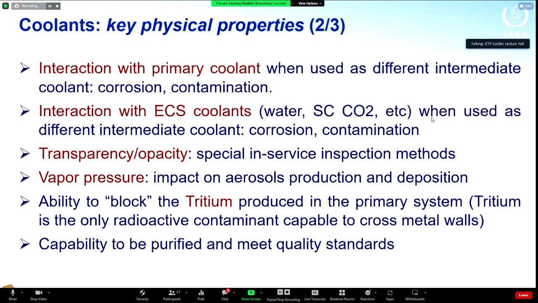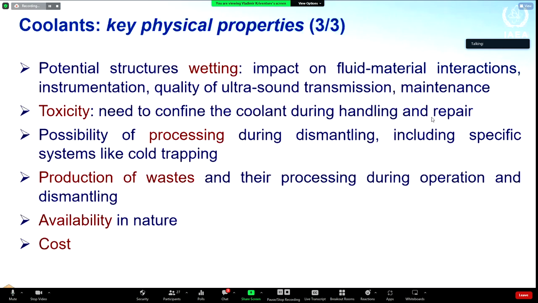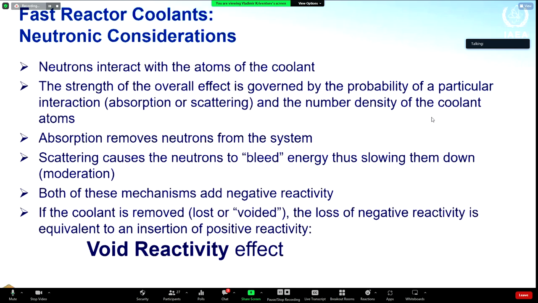There are also several important key physical properties, and I would highlight the transparency or opacity. For transparent coolants, like water or gas, surface inspection is easy, but for non-transparent ones, it's very complicated. There are several others. Again, I want to show the availability of this material in nature. For example, for water, we have unlimited resources. But when we go to bismuth, we don't know, maybe there's not that much of this material in nature. And also cost is the last but not least parameter. It's not actually a physical property, neither are cost and availability in nature, but these are important properties of the coolant.